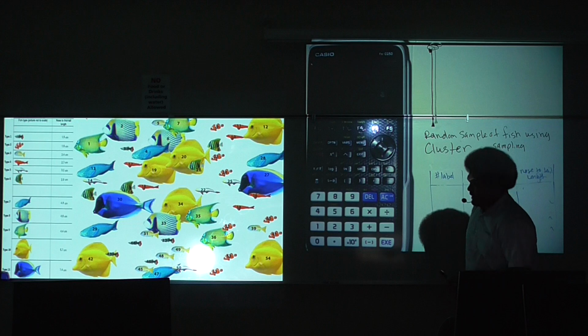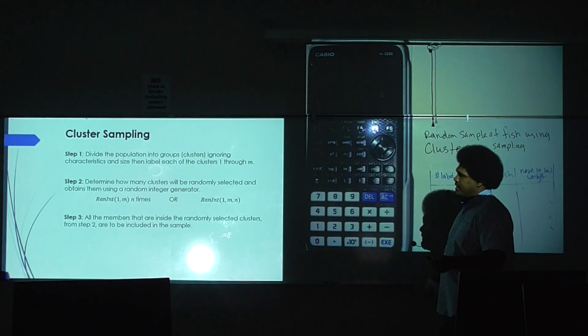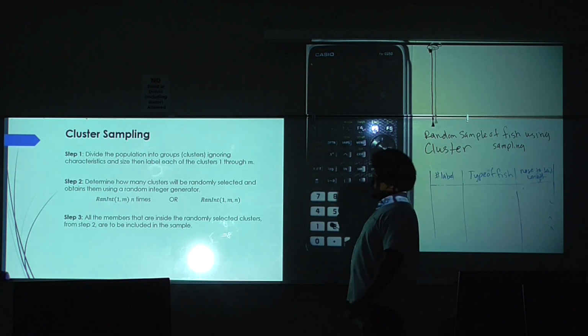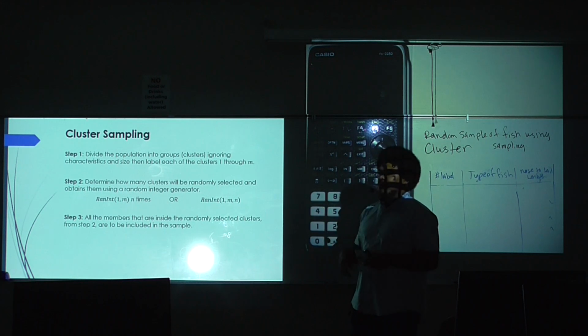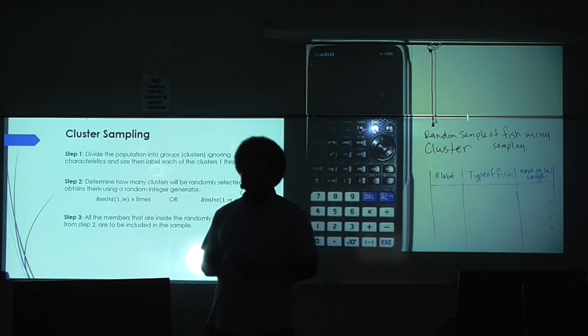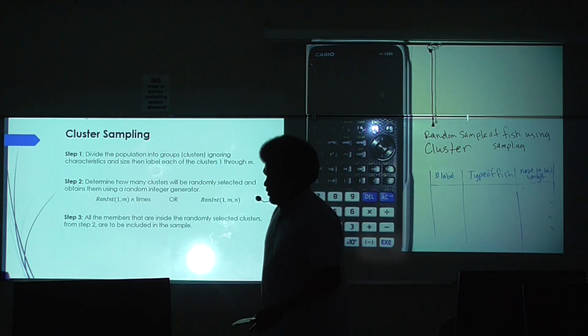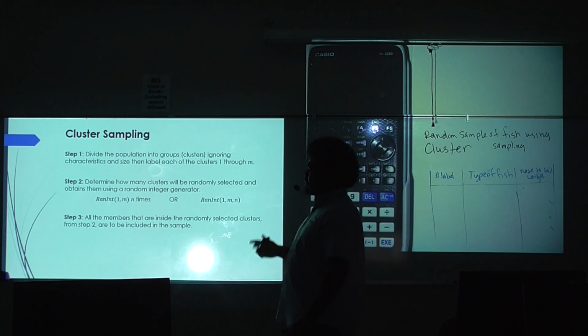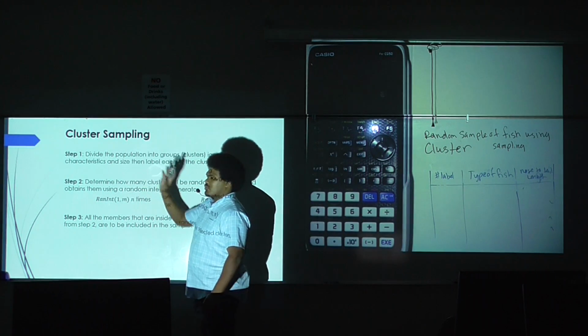Let's come over here and get to the clustering. It's a 3-step process. The first step is, when we have a population, we divide them into groups. Each group doesn't have to be the same size, nor have the same amount of individuals, participants, or subjects within it. One important thing is that it ignores characteristics. We're just grouping them.